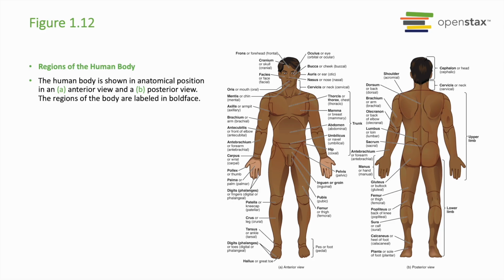Some regions are combined into larger regions. These include the trunk, which is a combination of the thoracic, mammary, abdominal, navel, and coxal regions. The cephalic region is a combination of all of the head regions. The upper limb region is a combination of all of the arm regions. The lower limb region is a combination of all of the leg regions.